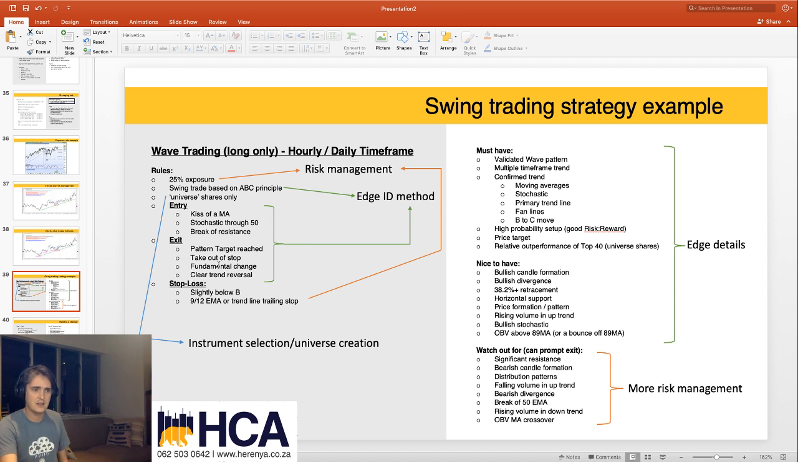It says that an edge is nothing more than a set of variables that determines that the probability of one thing happening over another is higher. So an edge is basically just a set of rules that we make, that we try to use to put the probability of success in our favor. When those variables are in place, we have an edge in the market, and as long as we only trade on those edges, we should be successful. So, all right, cool. If you've missed the last 10 hours, you got it in 49 minutes.